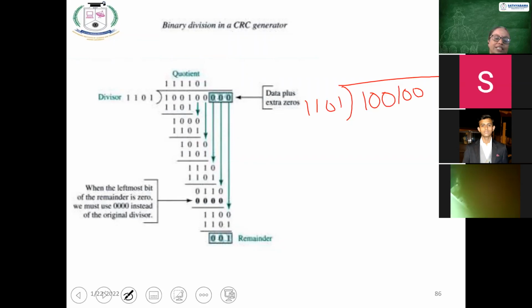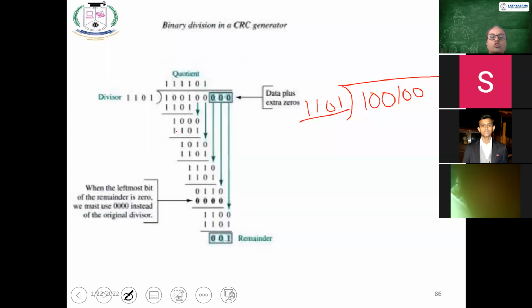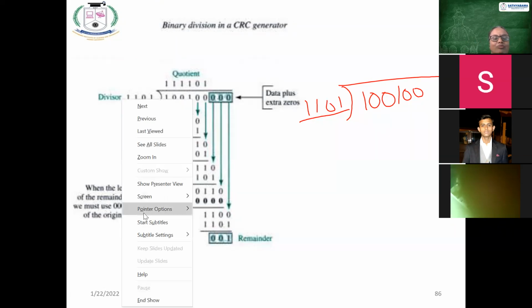Now we are going to see how the CRC is developed. How many bits are in the divisor? 4 bits. So I have to add 3. If the length of the divisor is L, I have to add L minus 1 bits to the original message. I have 4 bits, so I will add the extra bits in a separate color.